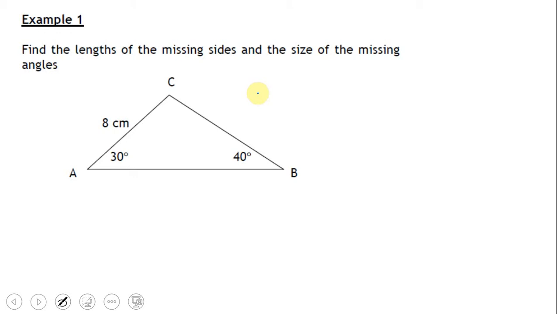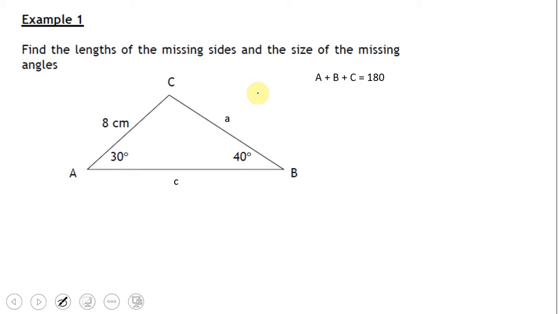So in this case, we've got a triangle with one side 8 centimeters, two angles A and B of 30 degrees and 40 degrees, and we're to find the length of the missing sides and the size of the missing angles. Well, in this case, we should denote our missing sides. So the side opposite capital A is little a, the side opposite capital C is little c.